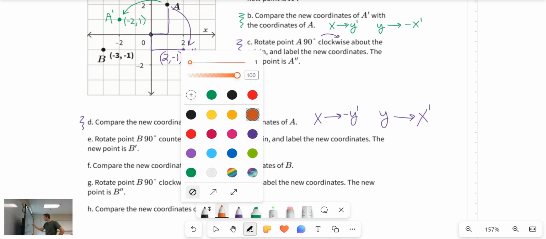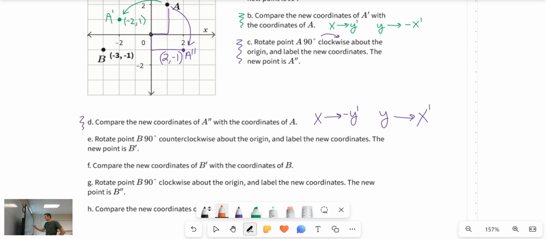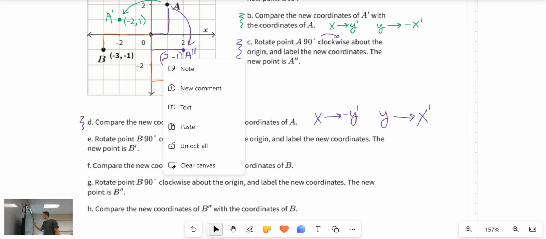All right, we'll do this in a new color. Maybe we'll do orange here. So point B 90 degrees counterclockwise, like this, about the origin, and label the new coordinate. We're already in the bottom left, so counterclockwise from the bottom left is going to look more like that. We're looking at an L like this, so the L has to come 1, 2, 3 and move over to here, right?